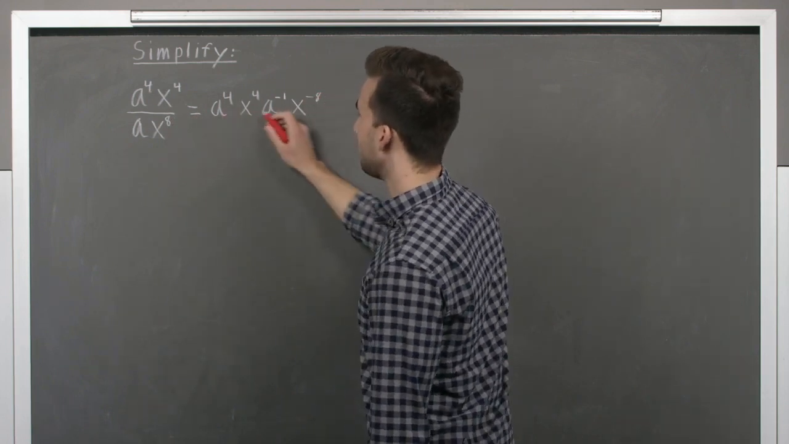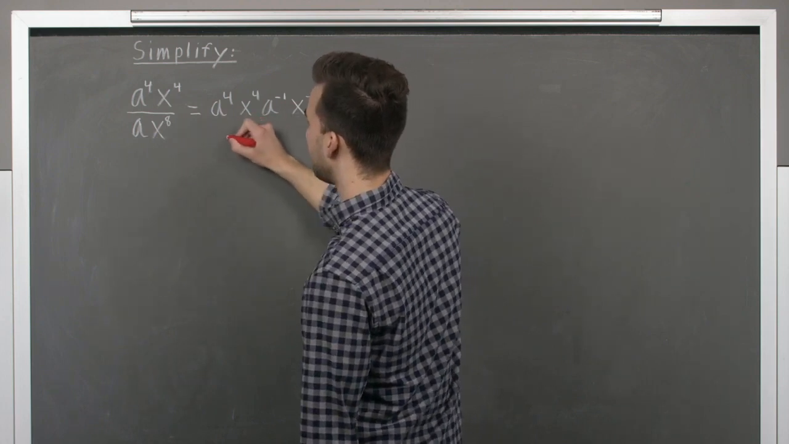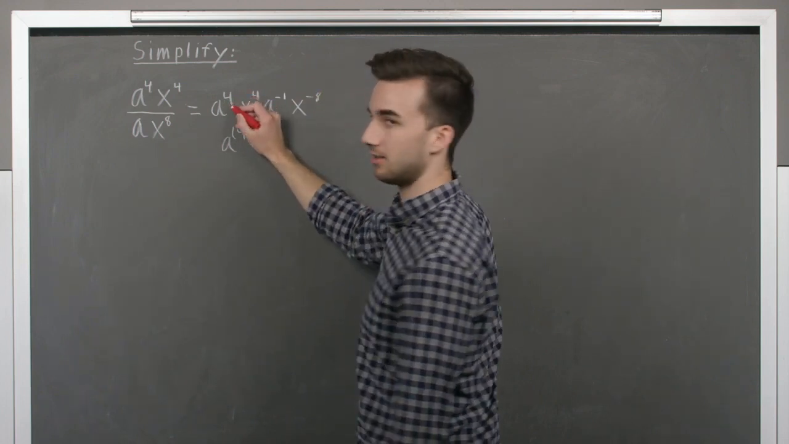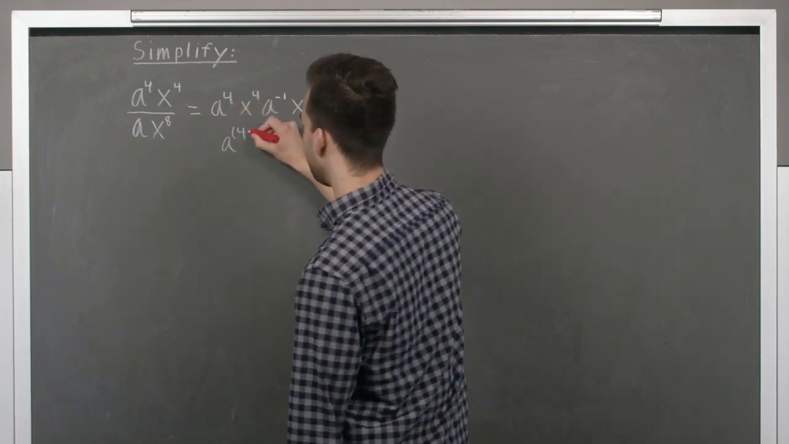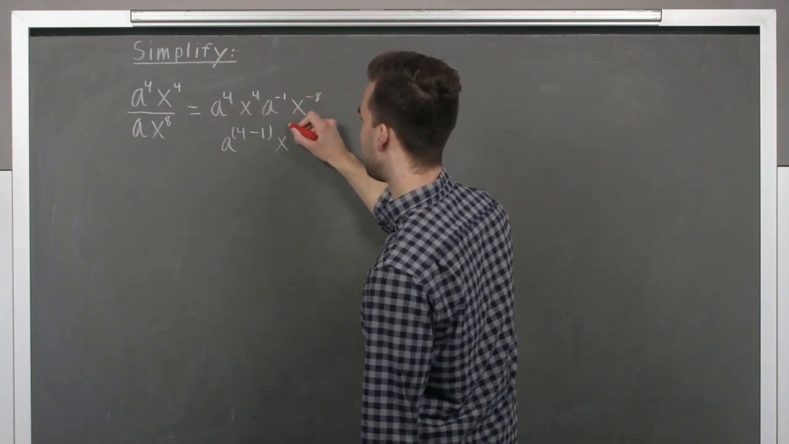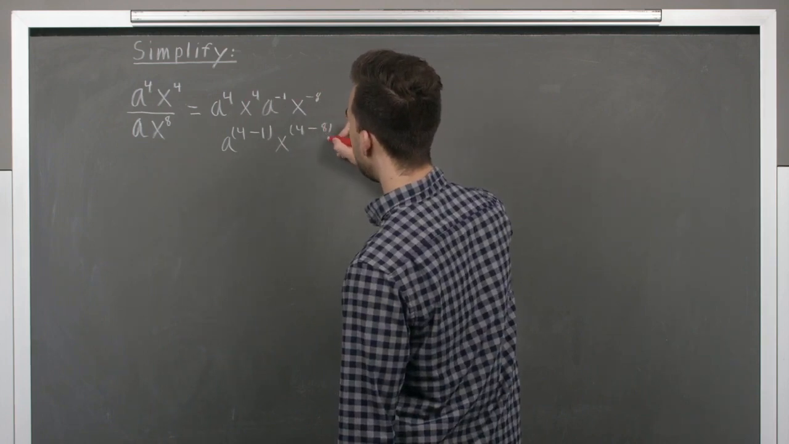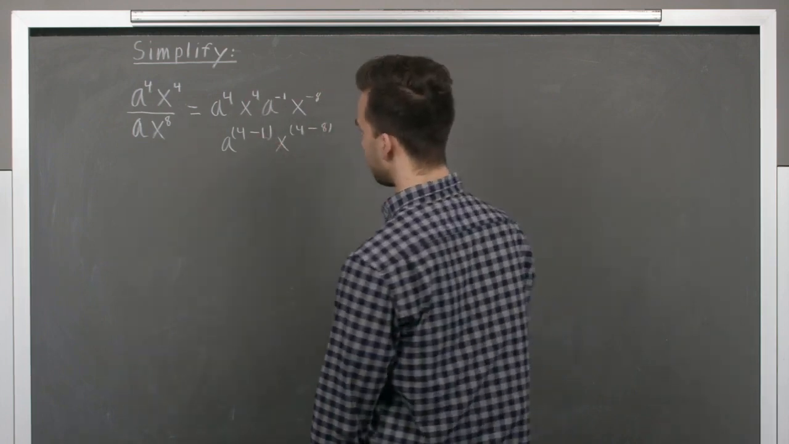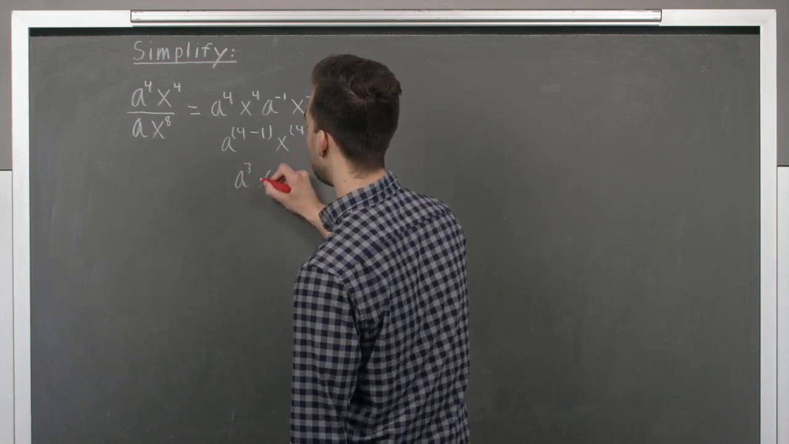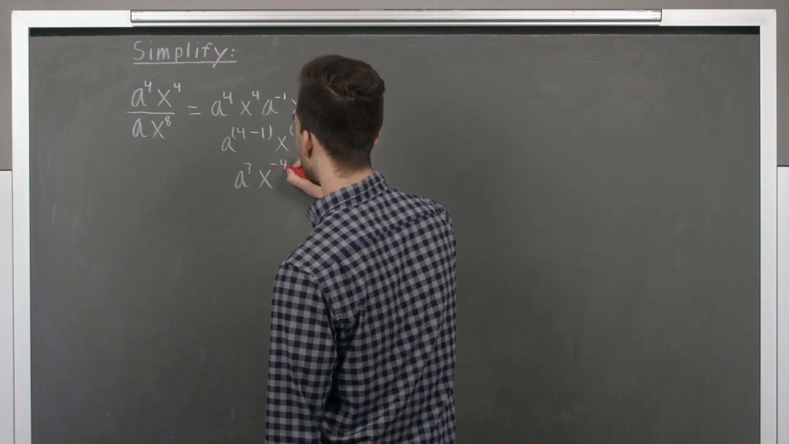And now we can just add the exponents like before. So I'm going to do it down here, a to the power of 4. And then what else do we have for a? We have a negative 1. And then for x, we have x to the power of 4. And we also have a negative 8. And we can simplify this further. So 4 minus 1 is 3. So we have a to the power of 3 times x. 4 minus 8 is x to the power of negative 4.